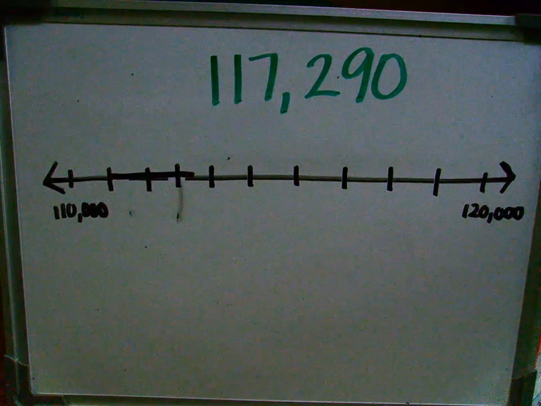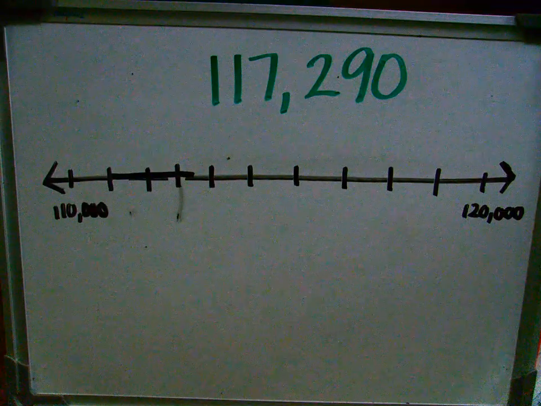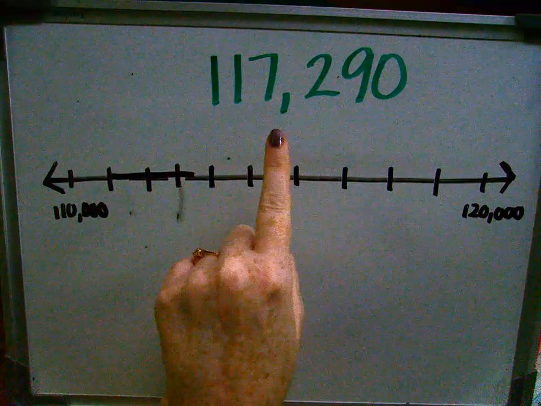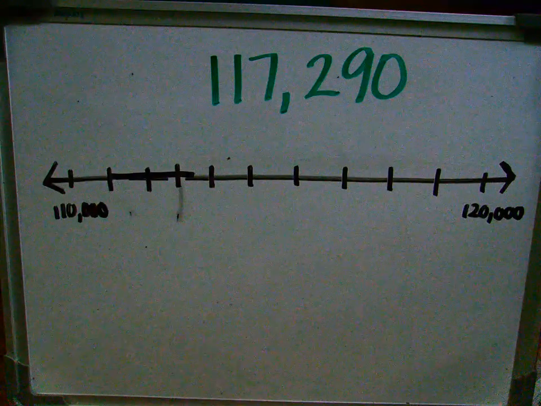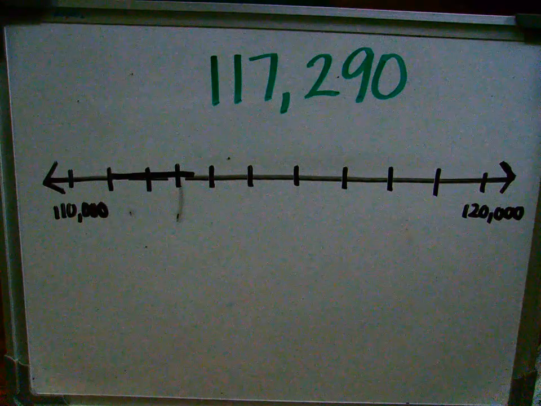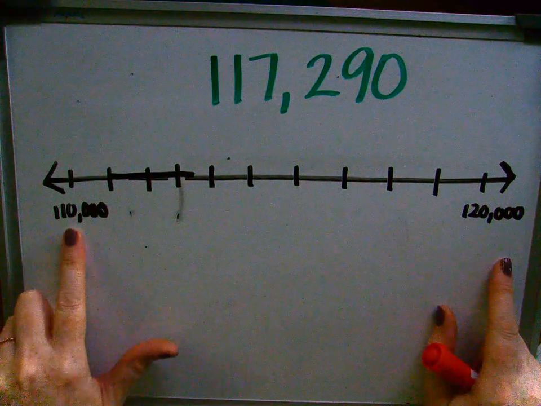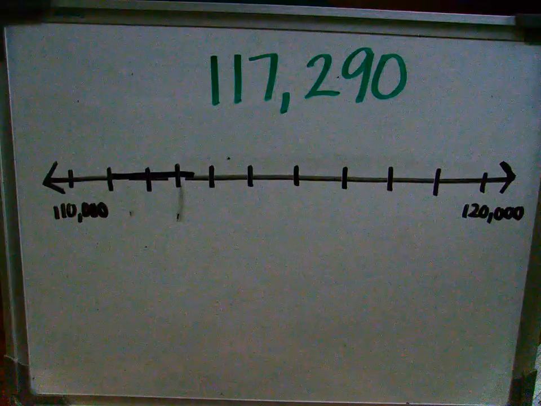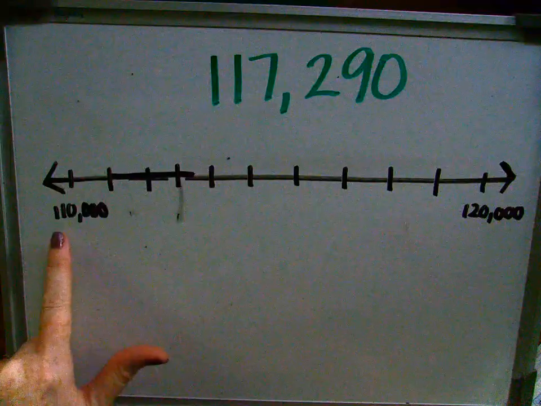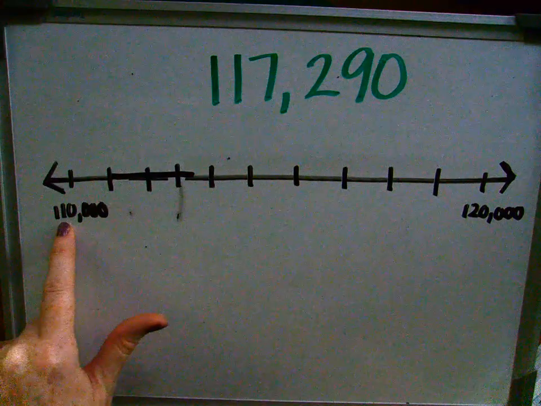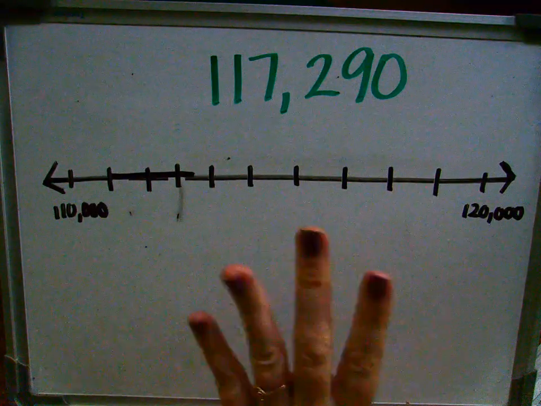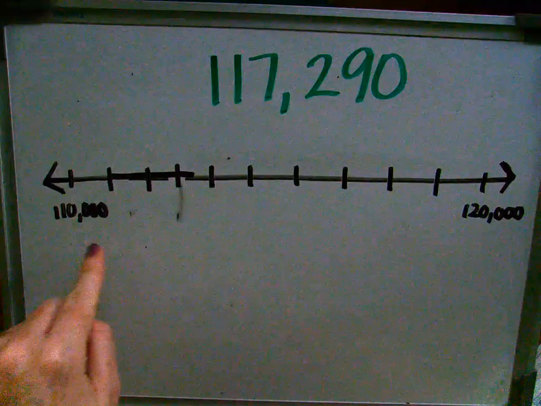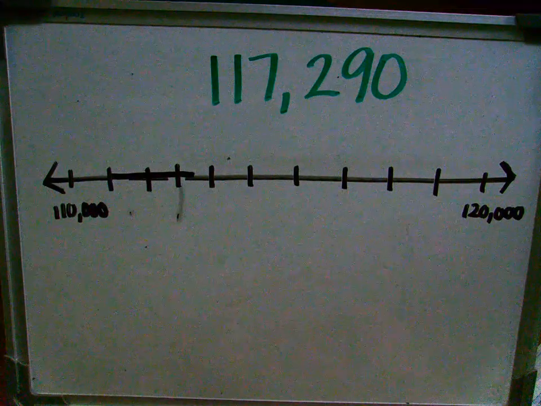Our number is 117,290, and our math problem is asking us to use this number line to round this number to the nearest 10,000. So I'm going to show you how you do that. As you can see, my number line has 110,000 and 120,000. So the nearest 10,000 obviously is the number that is in the 10,000s place. These are the two numbers that this number is going to be somewhere in between. And we have to figure out if it's going to round down or round up to 120,000.